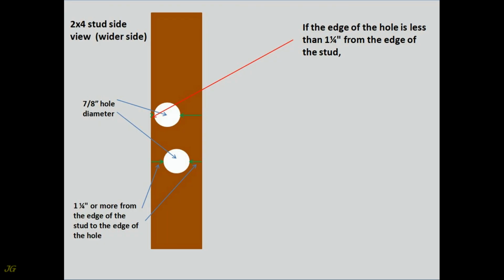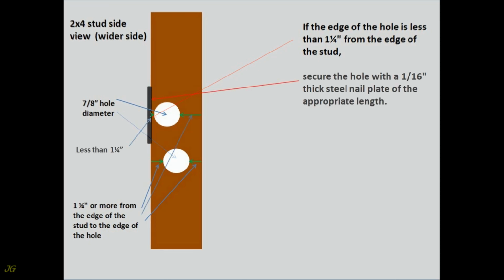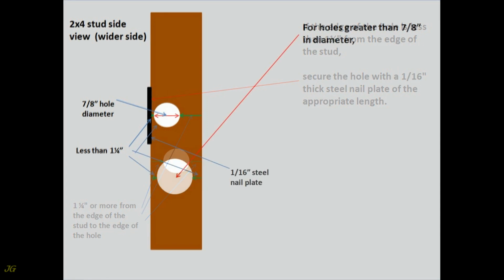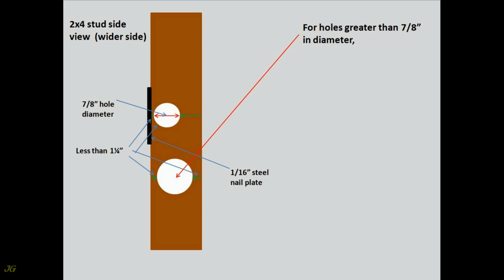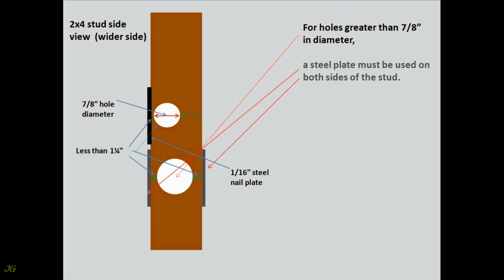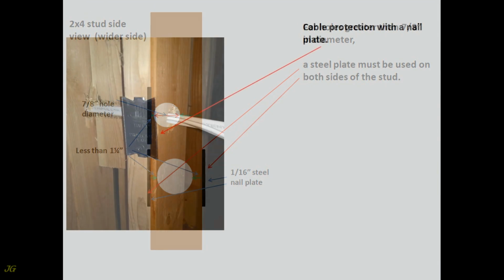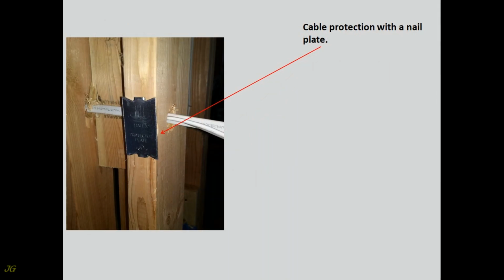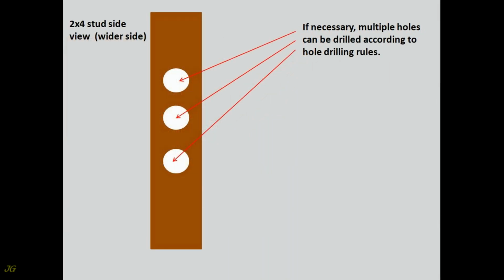If the edge of the hole is less than 1¼ inch from the edge of the stud, secure the hole with a 1/16 inch thick steel nail plate of the appropriate length. For holes greater than 7/8 inch in diameter, a steel plate must be used on both sides of the stud. Cable protection with a nail plate. If necessary, multiple holes can be drilled according to hole drilling rules.